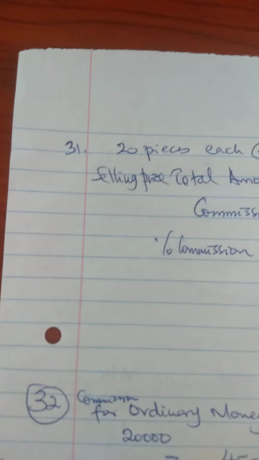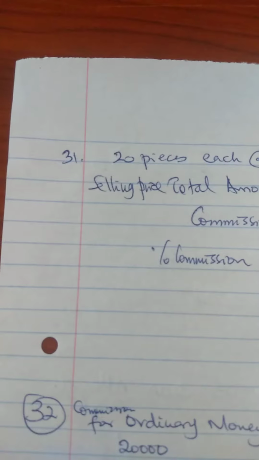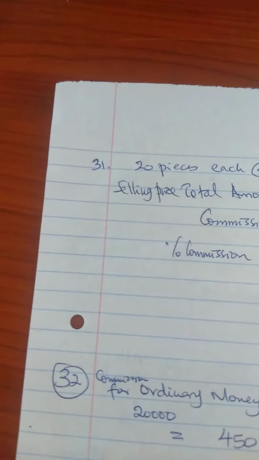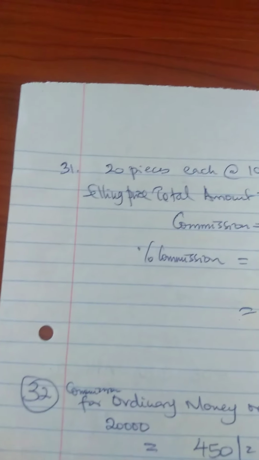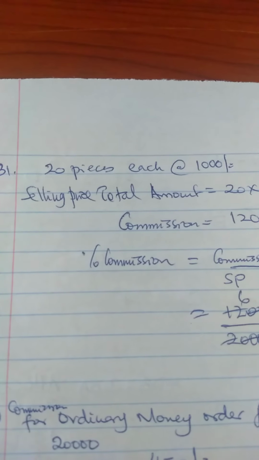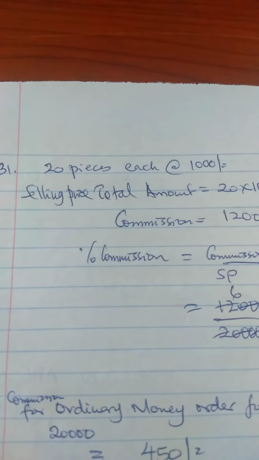This is the third video in that series where we are doing target as 002. Number 31, the question was: a sales agent sold 20 pieces each at 1,000 and received a commission of 1,200. So what was his percentage commission?